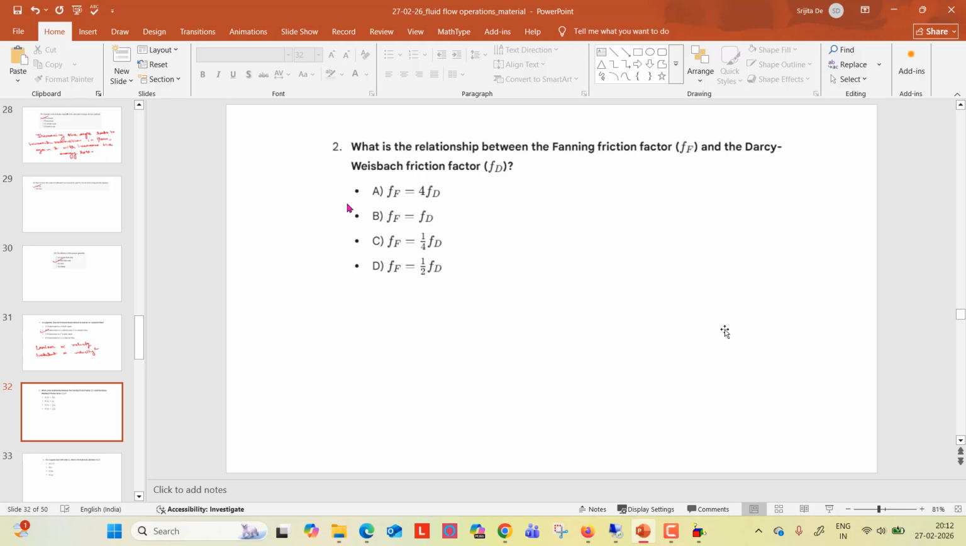Next, what is the relationship between the fanning friction factor and the Darcy friction factor? So we have seen this: the Darcy friction factor FD is 4 times the fanning friction factor, so obviously fanning is 1/4 of the Darcy friction factor. Okay, option C.